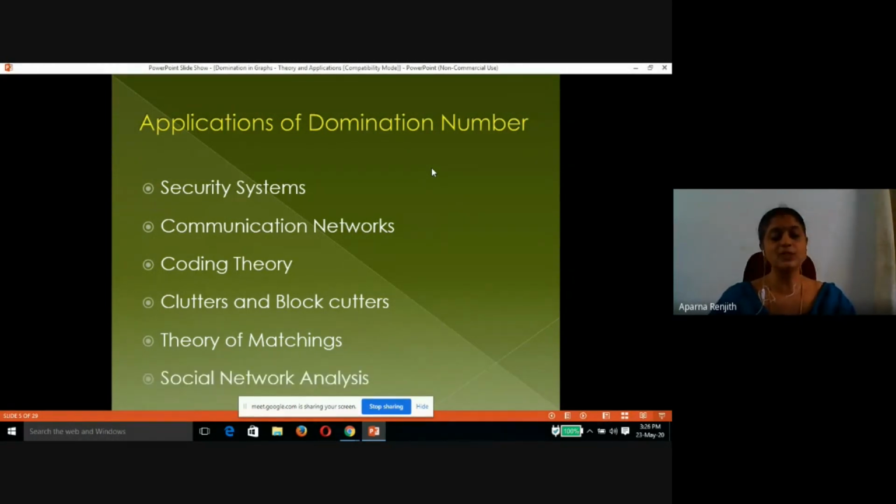And in social network analysis, nowadays domination is applied very much to find the most influential persons, and how to spread information at a particular speed so that it reaches the entire community. In all those cases, we are finding the domination number of the social network.